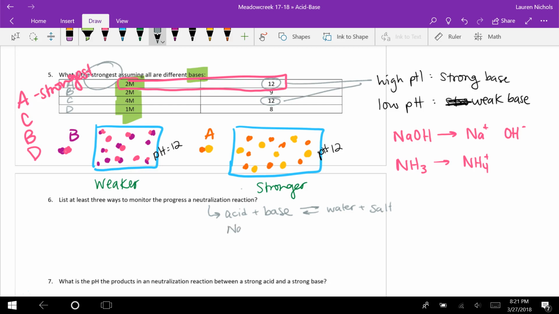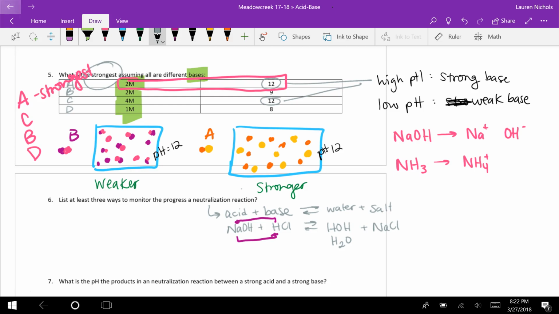So for example, if we have NaOH plus HCl, we know that neutralization is a double replacement. So the hydrogen and the sodium swap places. And so we have HOH, otherwise known as water. And we have NaCl, which is our most iconic version of salt, called table salt.